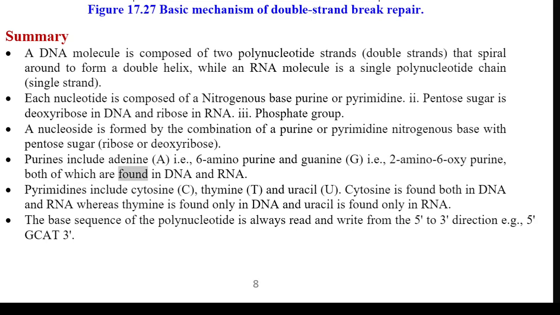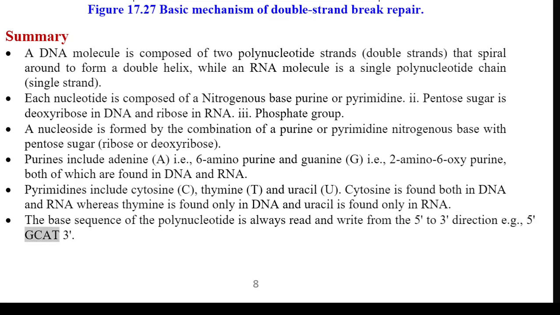2-amino-6-oxypurine, both of which are found in DNA and RNA. Pyrimidines include cytosine (C), thymine (T), and uracil (U). Cytosine is found both in DNA and RNA, whereas thymine is found only in DNA and uracil is found only in RNA. The base sequence of the polynucleotide is always read and written in the 5-to-3 direction.